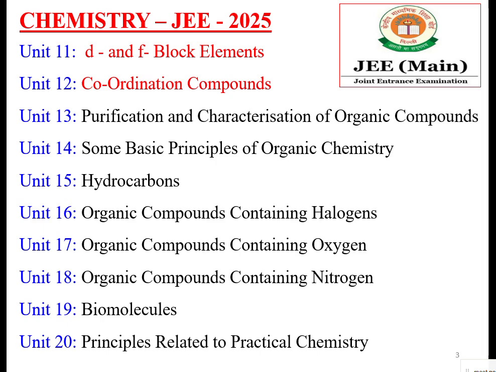With carbon, we are performing various concepts, chemicals, reactions, solutions, substances, and applications. With the combination of carbon, we are performing chapters 13 to 20. This is about organic chemistry. It starts with the purification and characterization of organic compounds, some basic principles of organic chemistry, hydrocarbons, organic compounds containing halogens, oxygen, and nitrogen, biomolecules, how they are useful for society and human beings, and principles related to practical chemistry.